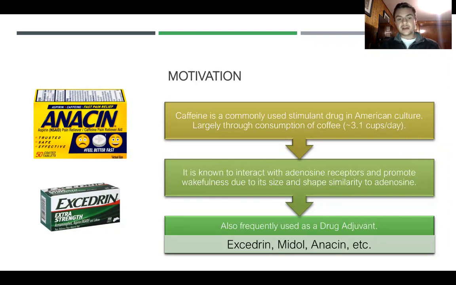But what you may not know is that many pharmaceutical companies incorporate caffeine into their drug formulation as a drug adjuvant. So they use this to increase the efficacy of these drugs. And three examples are Excedrin, Midol, and Anacin.